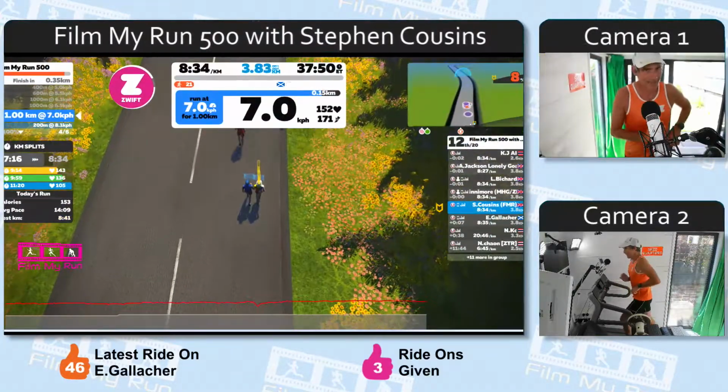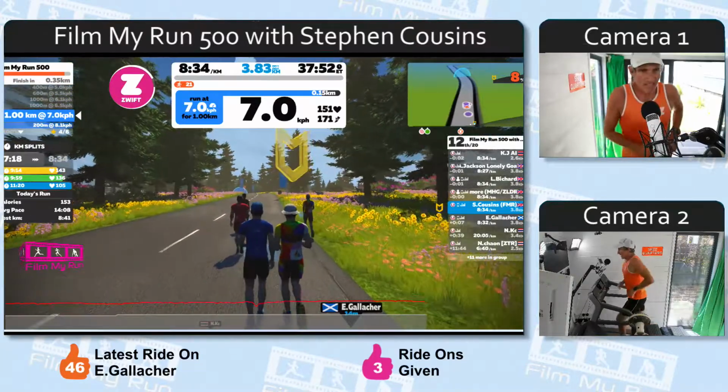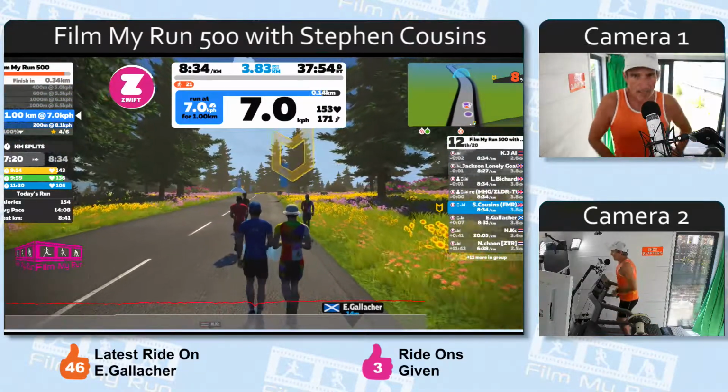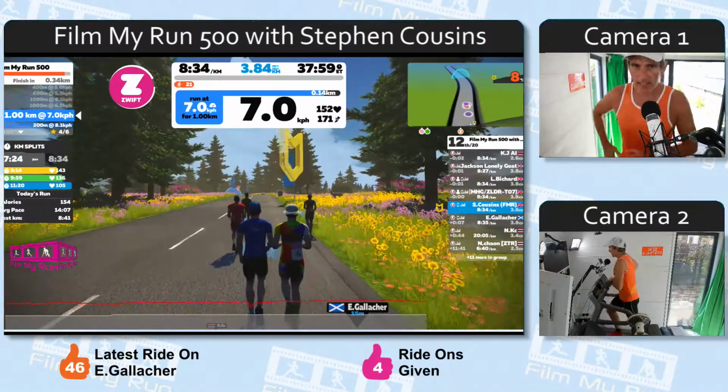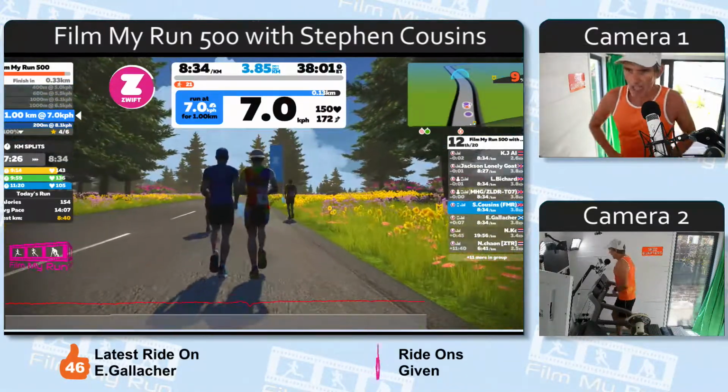The ride-ons have dropped. And there's the arch up ahead. And there's one last 200 metre sprint to do to the end. Stay on your feet though, stay on your toes.